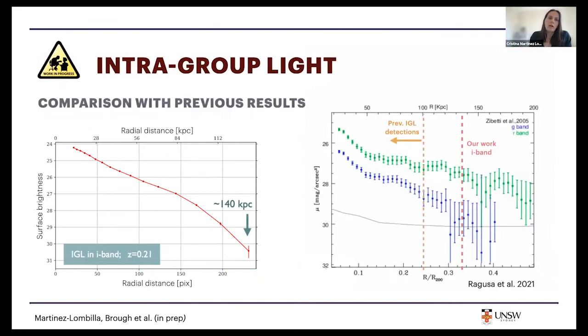So our results are in good agreement with those on the right from the work by Ragusa and collaborators in 2021. They obtained the most extended estimation of IGL in a nearby group, reaching up to 160 kiloparsecs from the center of the group. In our case, we get the first intragroup light detection at redshift 0.2 and the second most extended one. And we are currently working on further analysis of the data in order to fully understand these findings.